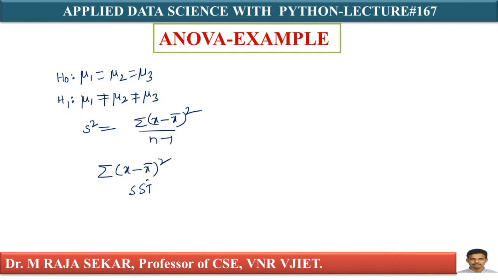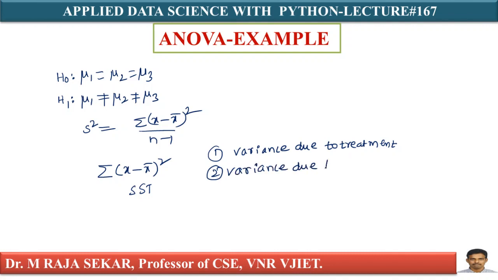I am going to group it into 2 categories. First one is variance due to treatment. That's the first one. What about the next one? Variance due to error.